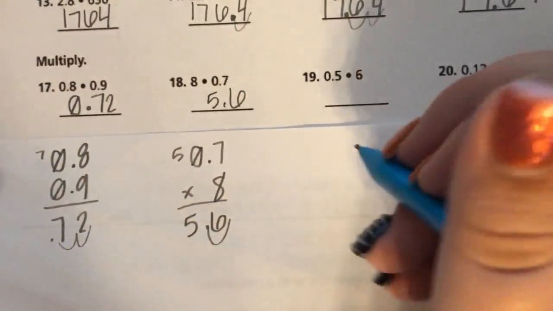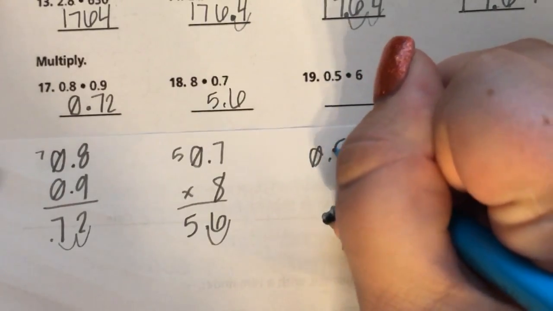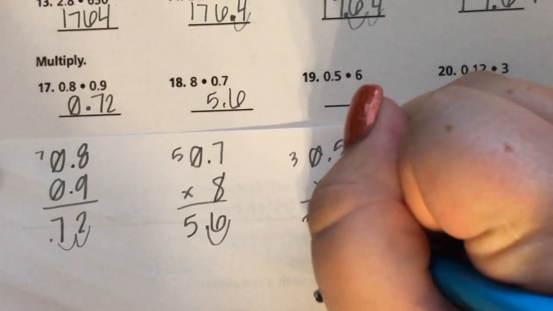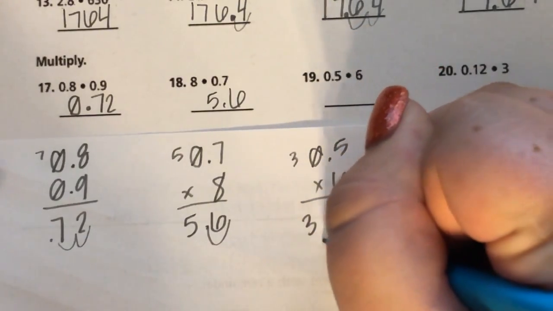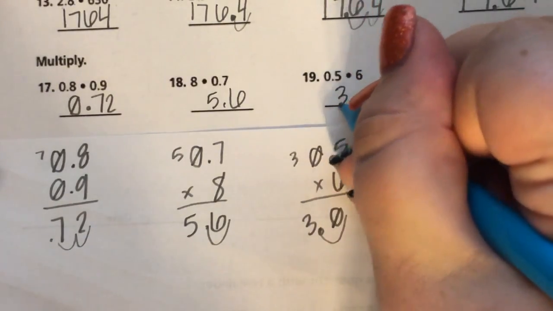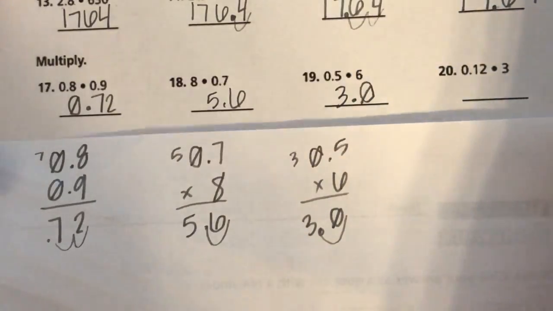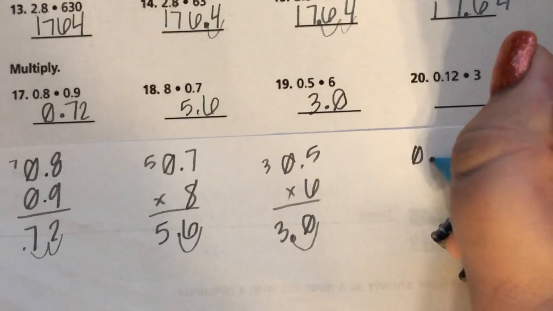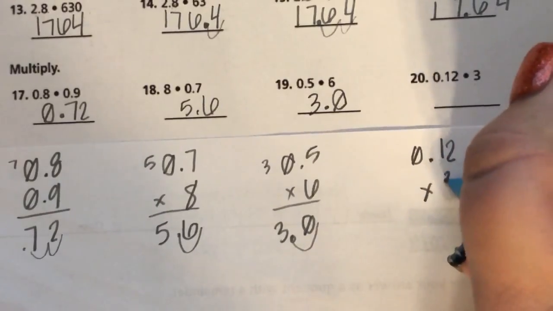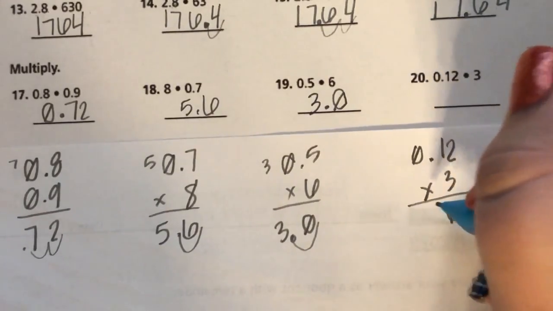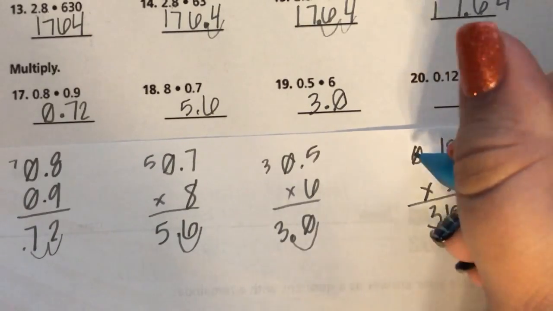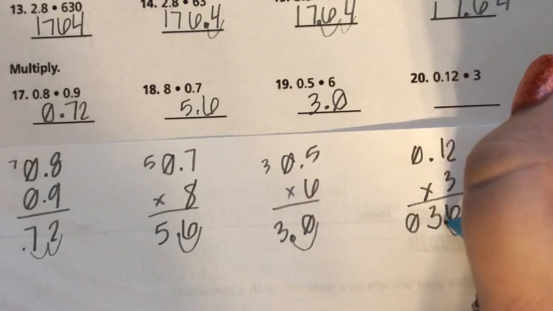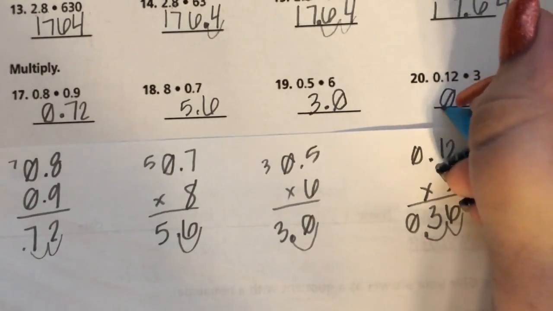5 multiplied by 6 is 30, but I have 1 number behind a decimal. So this one's going to be 3.0. I could also think of it if I had a 50-cent piece and I had 6 of them. How much would I have? 12 multiplied by 3 is 36. I have 2 numbers behind a decimal, so this answer will be 0.36. Once I move it 2 times.